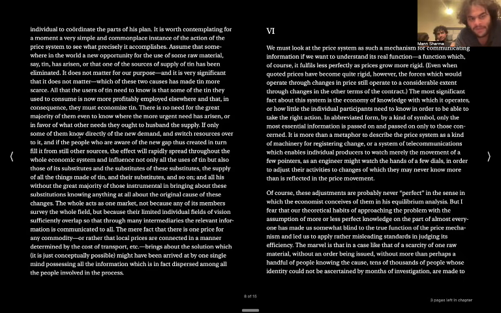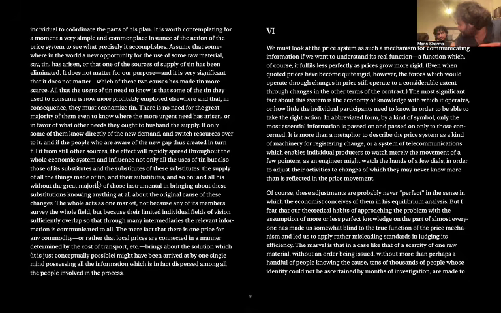If only some of them know directly of the new demand and switch resources over to it, and if the people who are aware of the new gap thus created in turn fill it from still other sources, the effect will rapidly spread throughout the whole economic system and influence not only all the uses of tin, but also those of its substitutes and the substitutes of these substitutes, the supply of all these things made of tin.